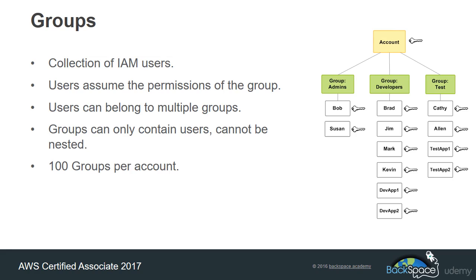So users can belong to multiple groups, but groups can only contain users and they cannot be nested. So you can't have groups of groups. There's a maximum of 100 groups per account.